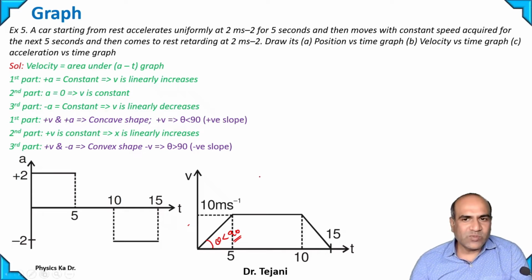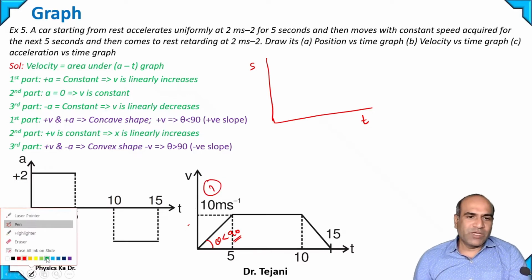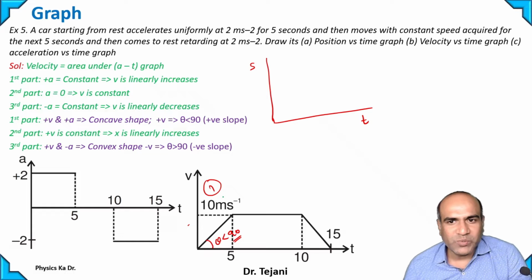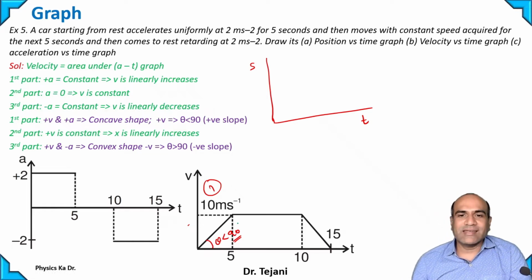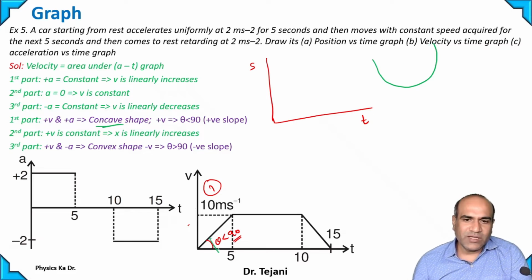In the case of displacement, or you can say the position-time graph, the slope for the first portion should be positive, or you can say less than 90 degrees. Second, see here, for the first portion acceleration is positive. So we know that if acceleration is positive, our shape should be convex or concave. Shape should be this. And theta should be less than 90 degrees.